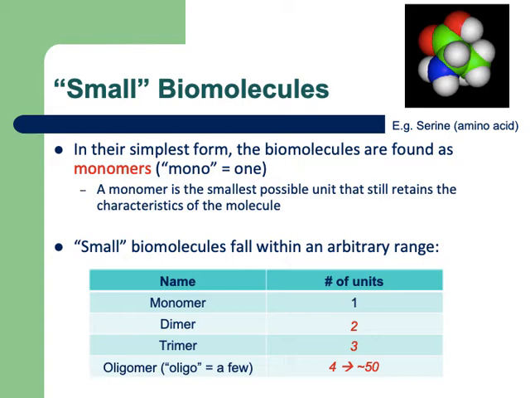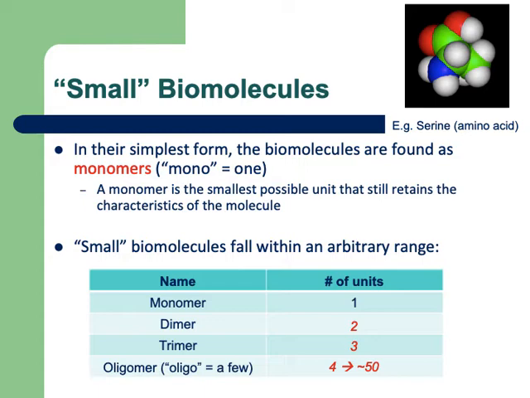So small biomolecules fall within an arbitrary range. We have monomers, which only have 1 unit, mono meaning 1, a dimer, di meaning 2, so 2 units, a trimer, meaning 3, so that would have 3 units, and an oligomer, which means a few. So an oligomer is anywhere between 4 to 50 units of that specific characteristic of the molecule. An example of a monomer for a carbohydrate would be glucose, also fructose and galactose.